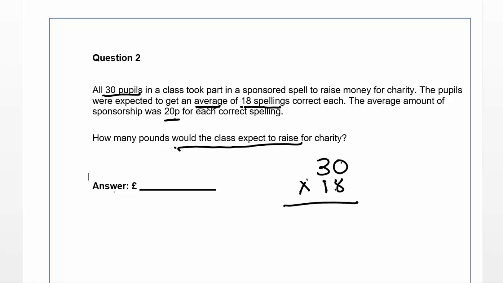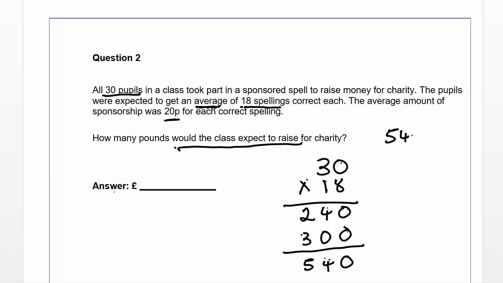So let's do that. 8 times 0 is 0. 8 times 3 is 24. Carry our 0 down. 1 times nothing is nothing, and 1 times 3 is 3. Add these together, I get 0, 4, and we get 5. So in total, so far, because that's not the complete answer, we're going to have 540 correct spellings.